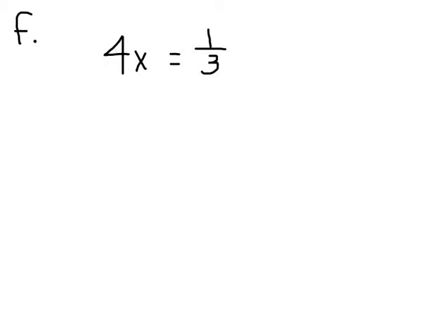And then finally, 4x equals 1/3. What is the reciprocal of 4? It is 1/4. So I'm going to multiply both sides by 1/4. Cross-cancel. I get x equals 1 over 12.